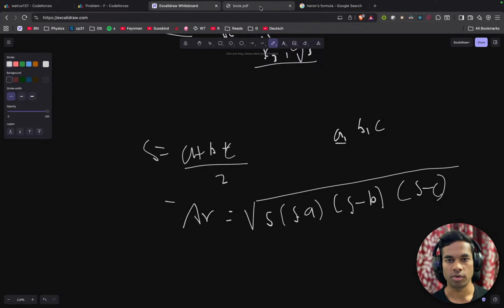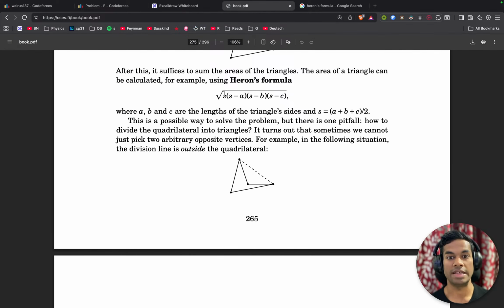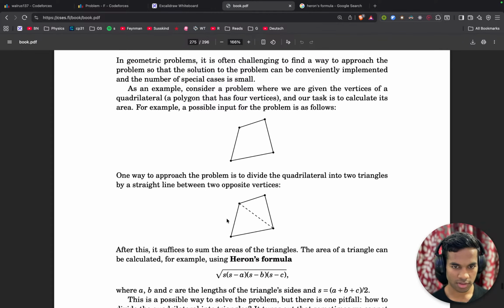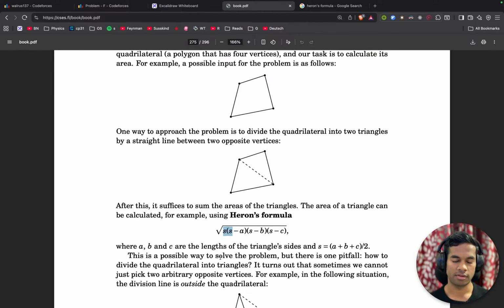And in this book, do they have some example points? Heron's formula, let's go. Okay, but I think Heron's formula would not be very efficient because we have to calculate this S. We have to calculate this S.